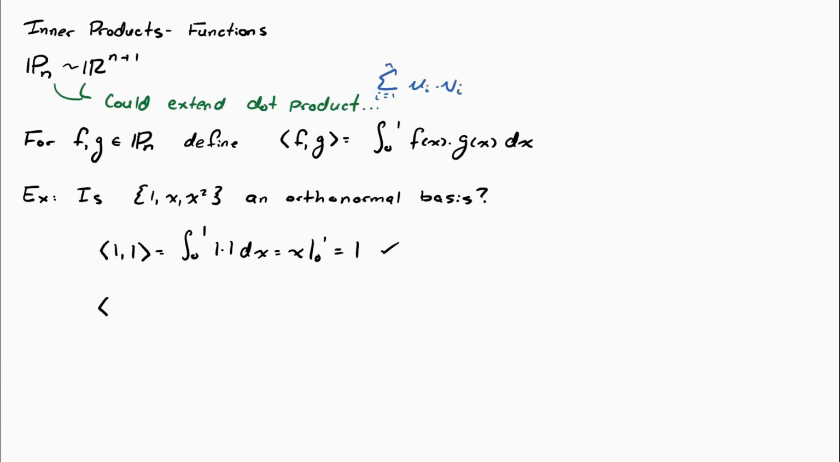Cool. Second, the inner product of x with itself. We want this to be 1, and it's not. We could stop the example here because the answer is no. This is not an orthonormal basis. We'll keep going because why not?